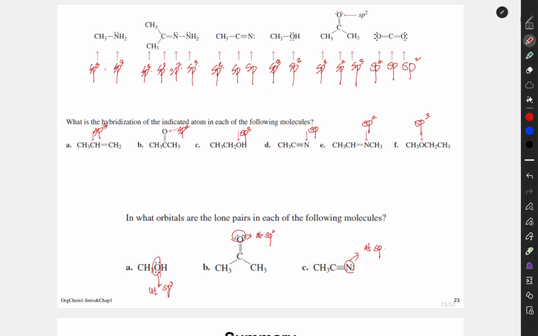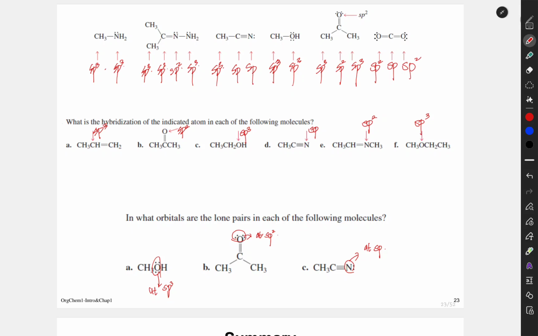This carbon is sp3. This carbon, you have 1 single bond, 1 triple bond. So in total, you have 2 arms. So this carbon must be sp hybridized. What about this nitrogen? 1 triple bond, 1 lone pair. Must have 2 total arms, so this nitrogen is also sp hybridized. You can do the same thing for this oxygen. You have 1 single bond with carbon, 1 single bond with hydrogen, and 2 lone pairs. It has 4 arms, right? So this oxygen must be sp3 hybridized.